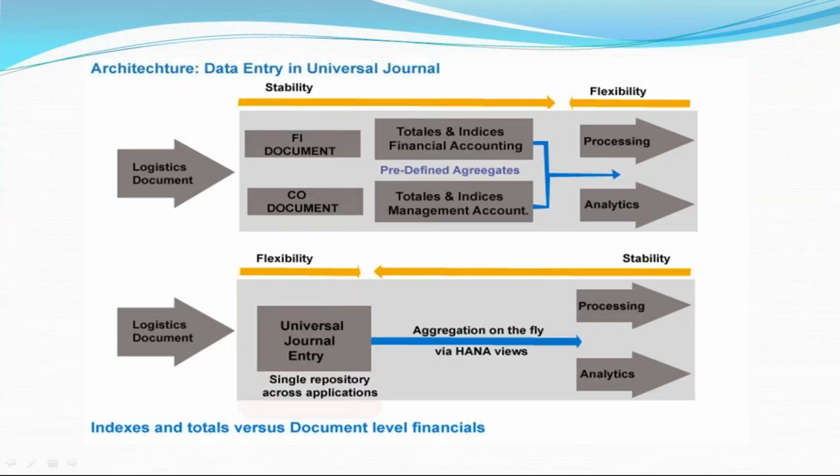In a nutshell, that is what we looked at during our previous session. Here is still data entry in the Universal Journal, how it is being streamlined, how the data is being aggregated, and how the processes are actually being done. You look at the FI documents and the CO documents. You have the totals and indexes and the financial accounting approach, and the totals and indexes and the financial management approach. You have the analysis here, and you have the processes.